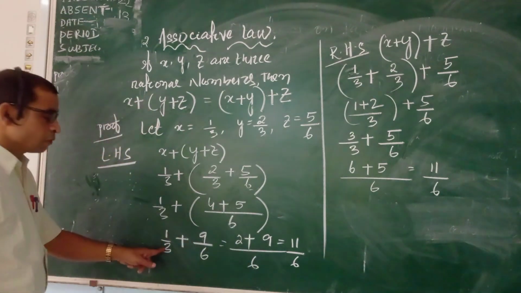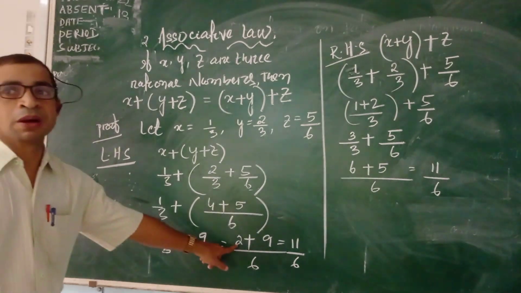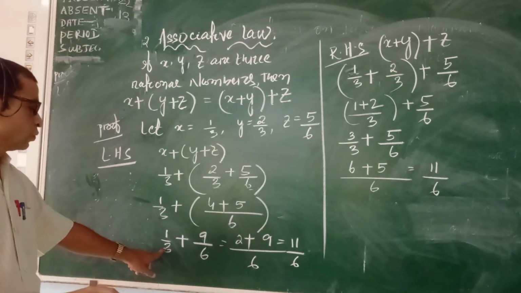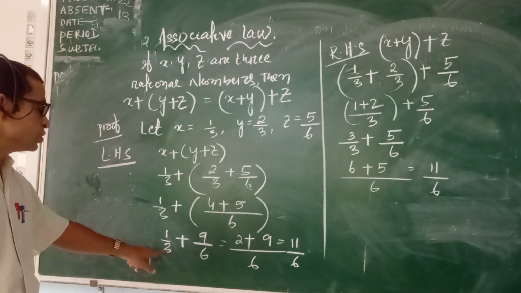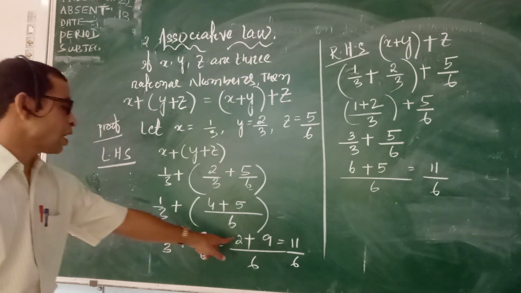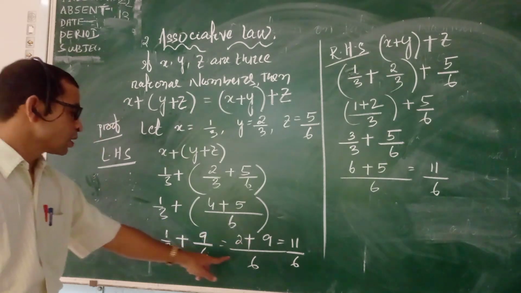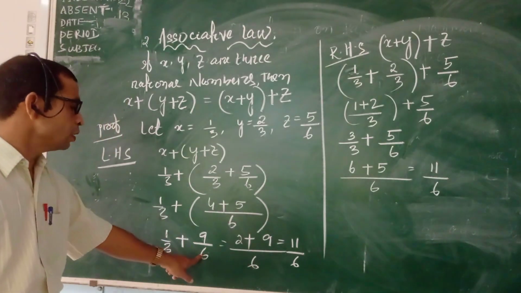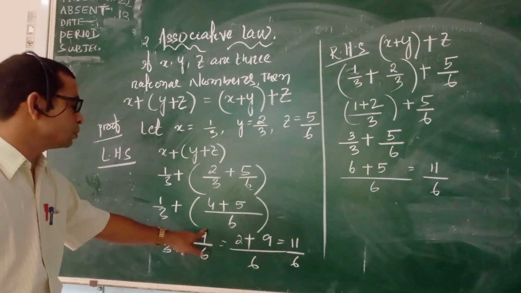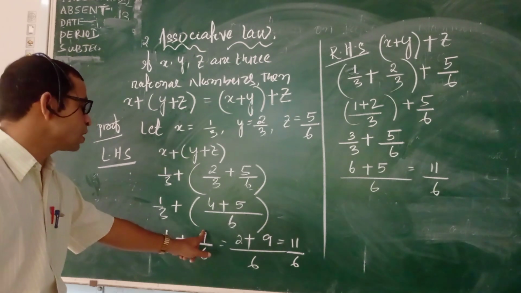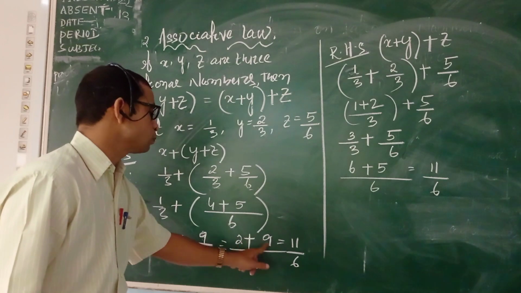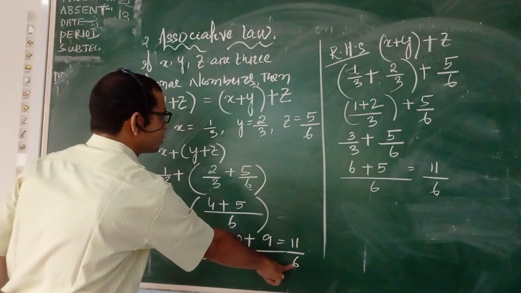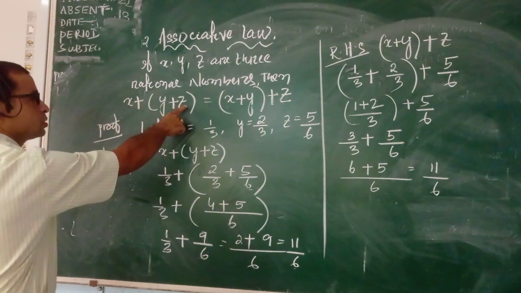LCM divided with first fraction of denominator. 6 divided by 3. What is your quotient? 2. Then multiplied with numerator. Quotient is equal to 2, 2 multiplied by 1. How much? 2. Plus LCM divided with second fraction of denominator, 6 by 6 is equal to 1. Quotient is equal to 1, 1 multiplied with second fraction of numerator. 1 multiplied with 9 is equal to how much? 9. So 2 plus 9 is equal to 11 by 6. So LHS, what value you got? 11 by 6 when we added x plus y plus z.